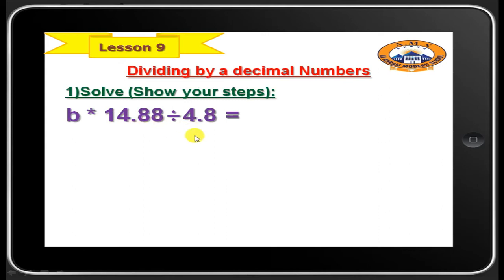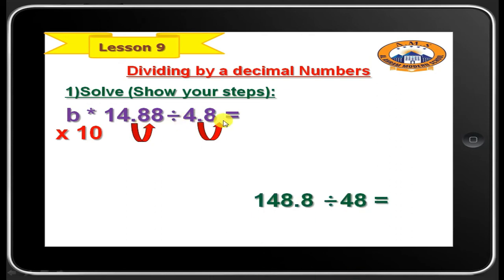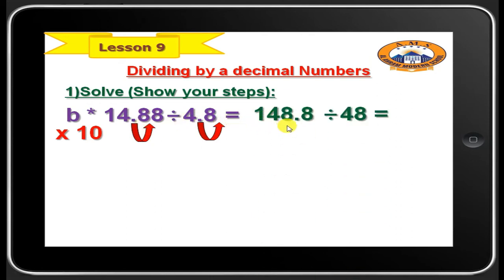14.88 divided by 4.8. Here, look at the divisor. We count how many digits are after the decimal point. I have 1 digit, so I will multiply them by 10. That means you will move the decimal point 1 place to the right, and here also 1 place to the right. So the numbers will be 148.8 divided by 48.